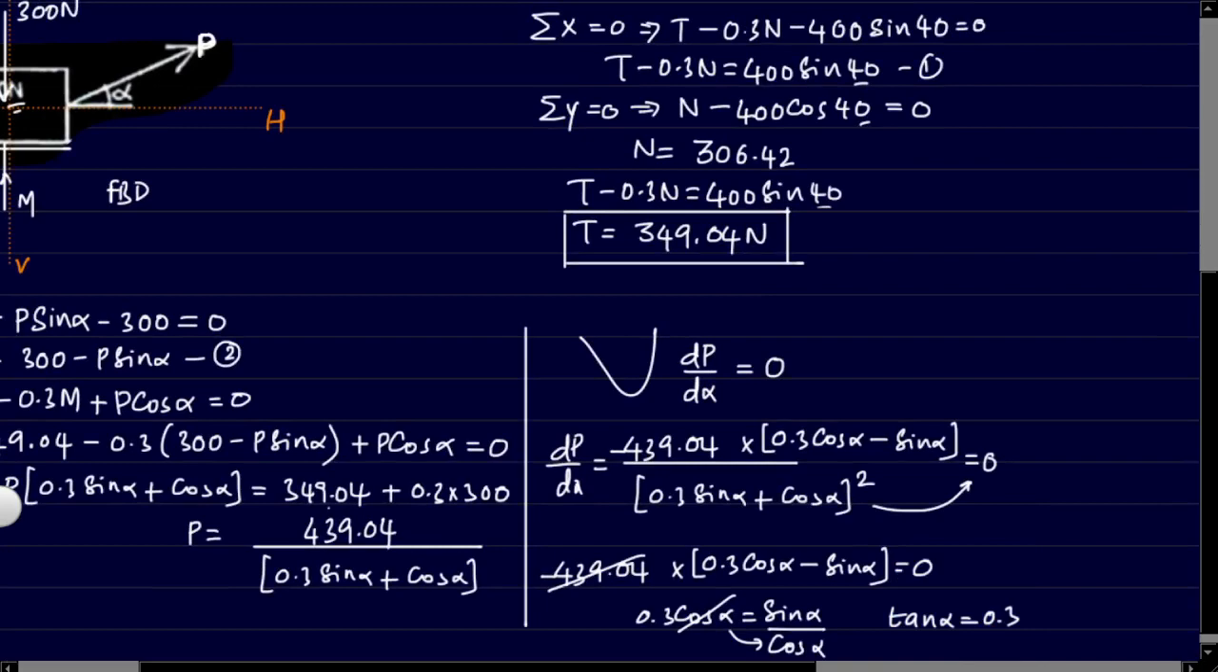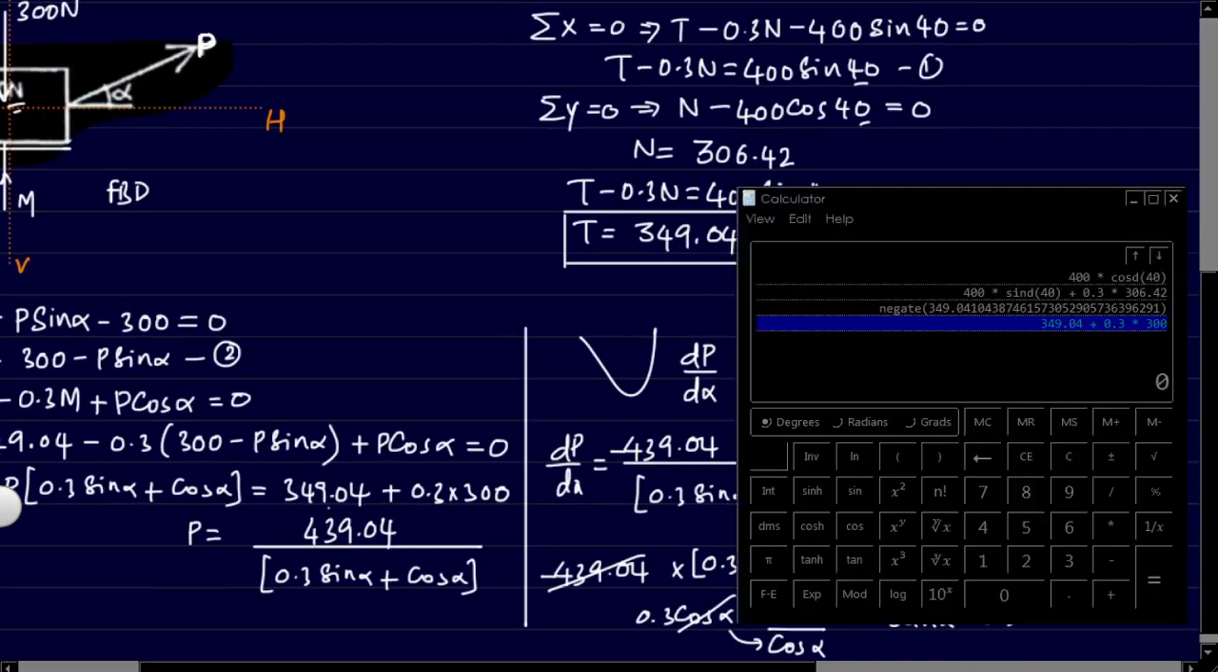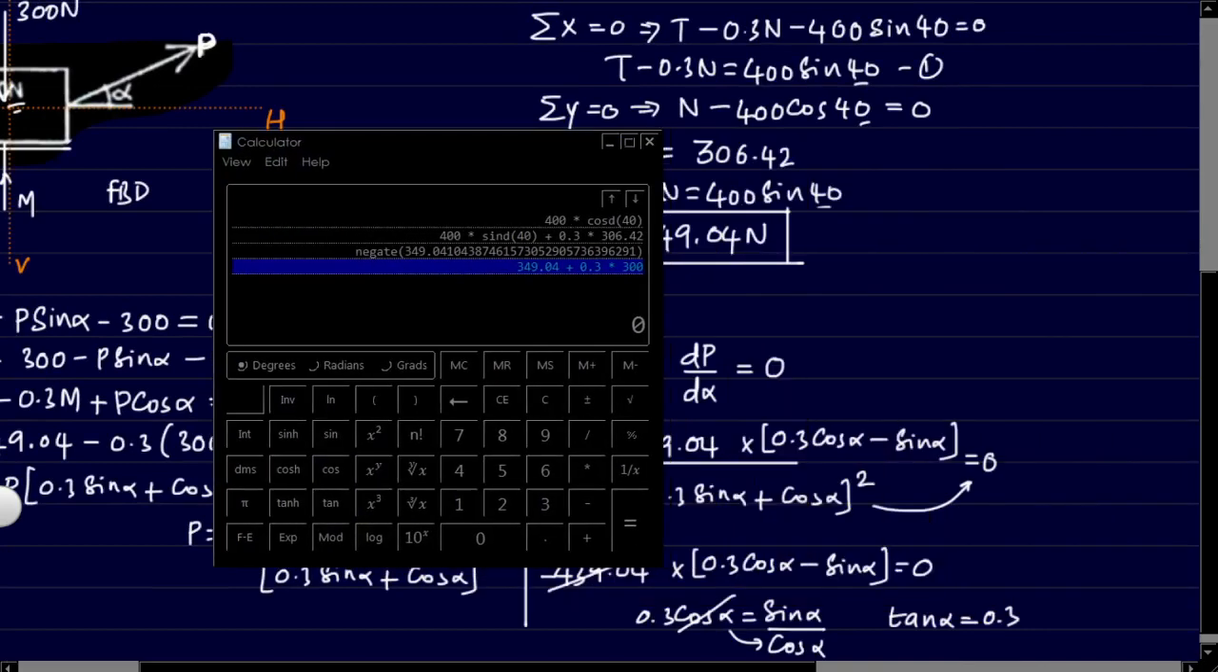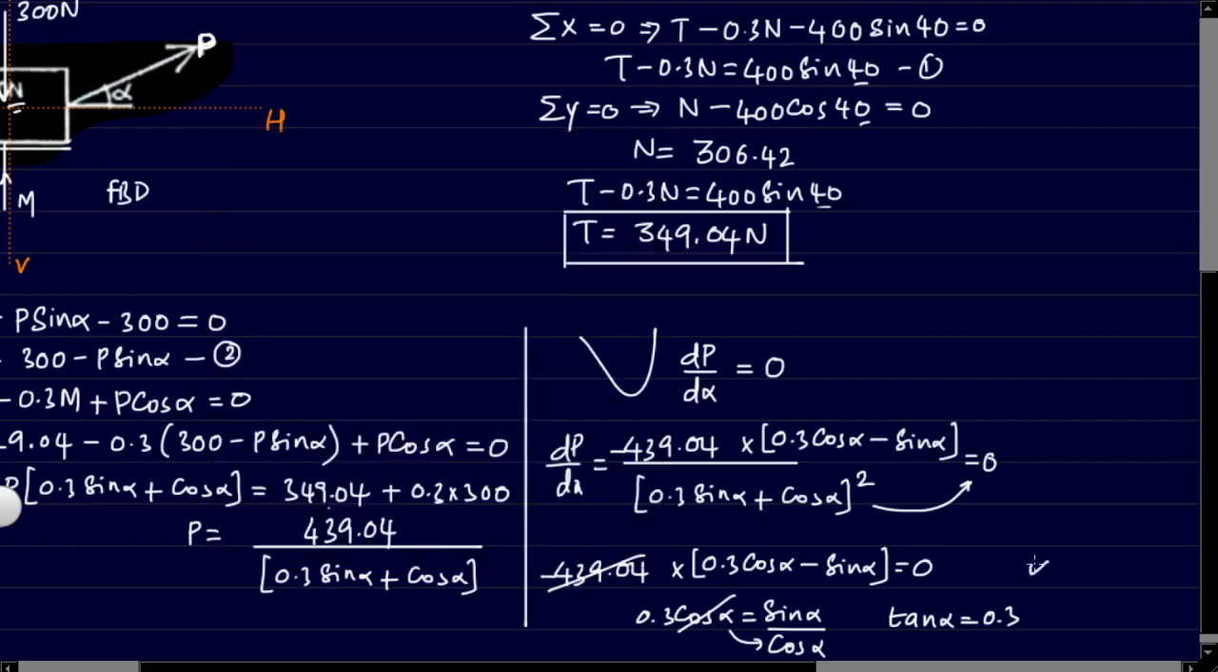So now by just using the calculator, I can find out what is the angle alpha. That is 0.3, inverse of tan, that gives us 16.7. So alpha is 16.7 degrees. So this is the angle at which we have to apply the force P, so as to get its value as minimum.